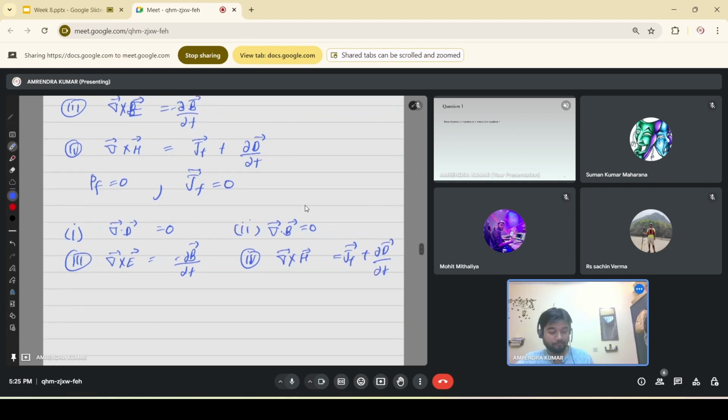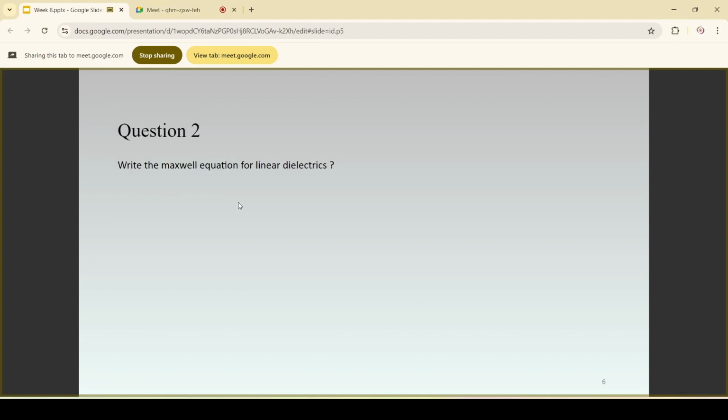Because it's source free, I have set J free to 0, so we have to directly equate these, and this is how you can get the source-free Maxwell equations in a media. I also explained the second question, writing the Maxwell equations for linear dielectrics. So this is how you can write down the Maxwell equations for linear dielectrics.